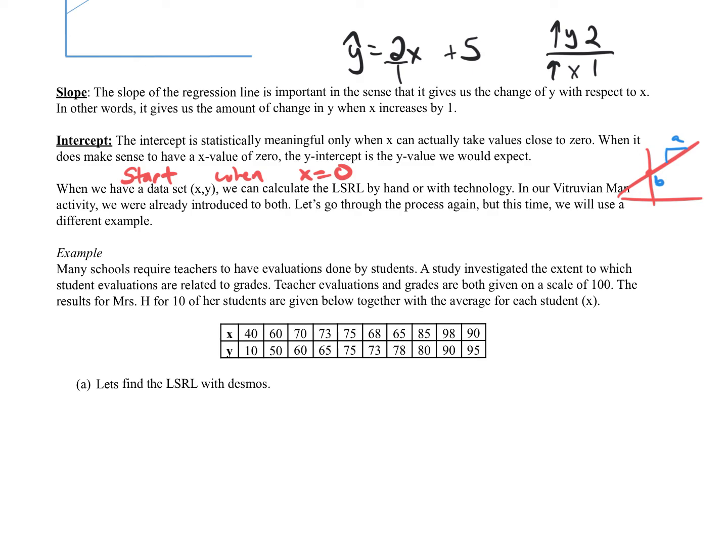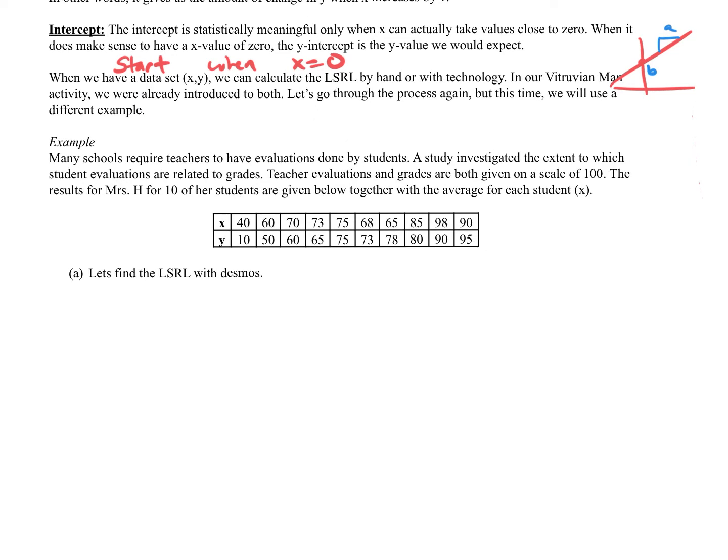So my goal is to do an example, and I'm going to show you how to do this on Desmos. So we'll see if we can find our regression line based on Desmos. If you look at this, this is my data. I have 40, 60, 70, 73, 75, all these pairs for x and y.